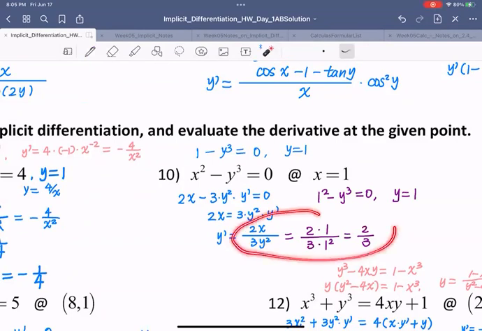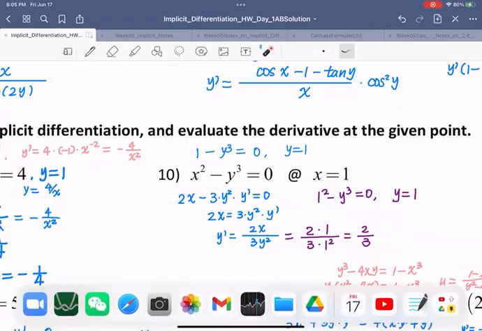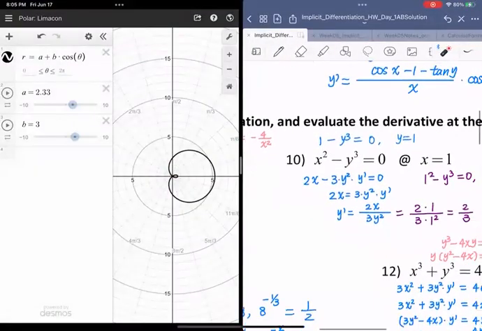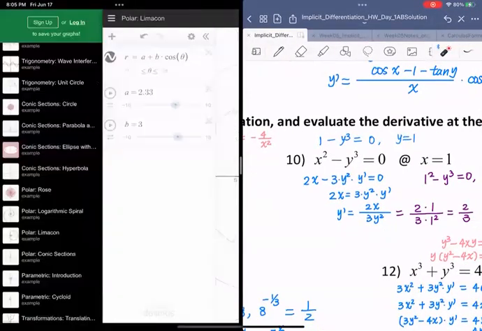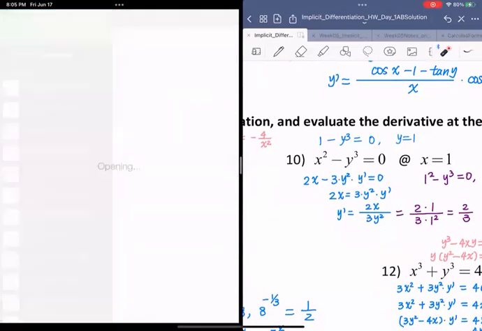Now, look at this. Your derivative is 2 over 3. So this is something very cool. X squared minus y cubed.